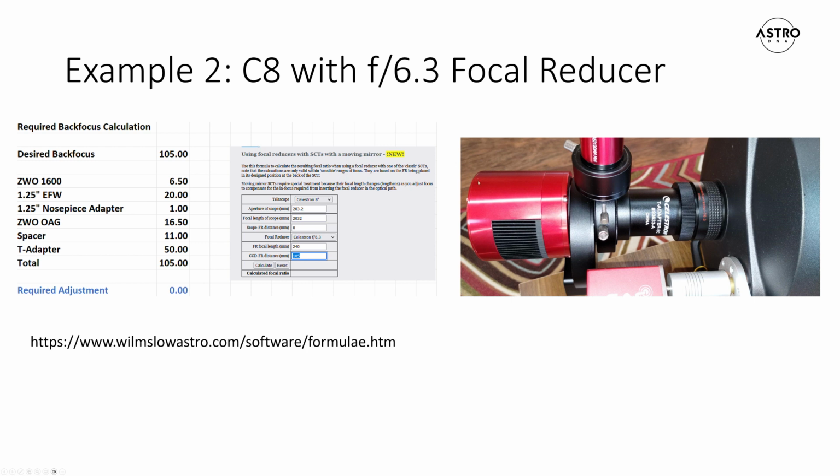And then the filter wheel, of course, at 20, and then a direct connection between the camera and the filter wheel. And that's how I achieve my 105 millimeters of back focus for the C8 with the reducer.